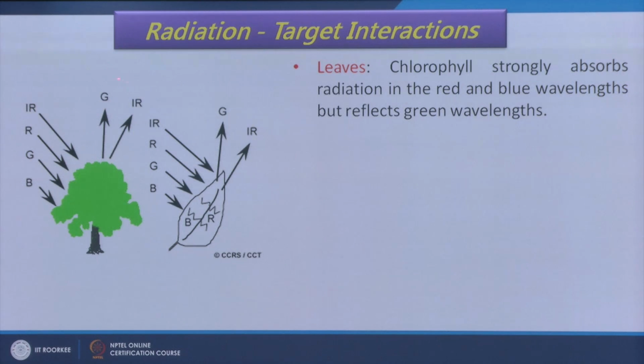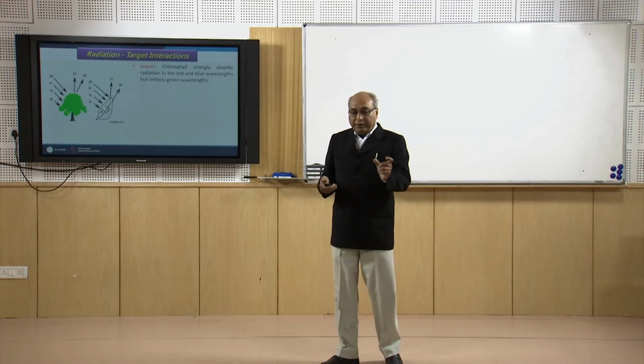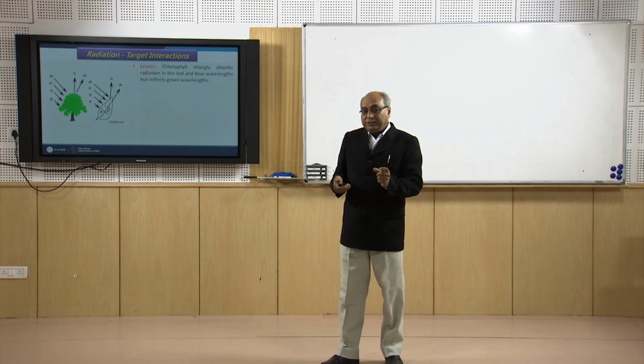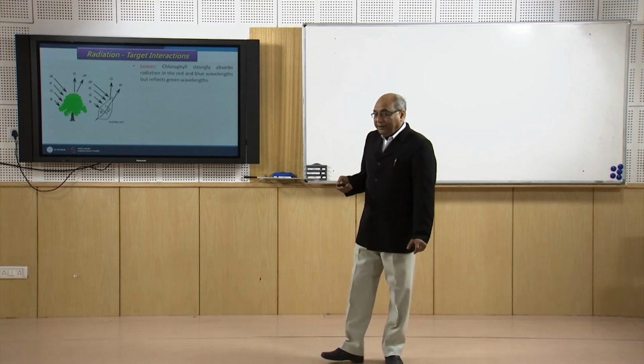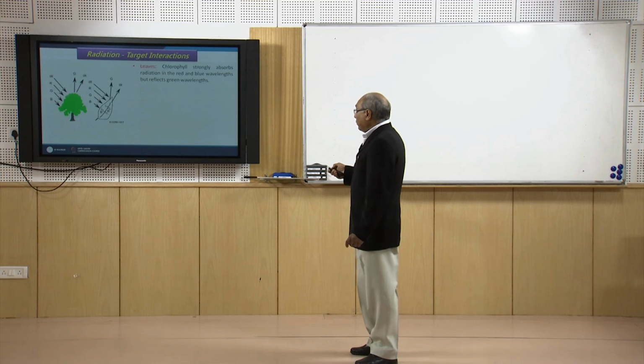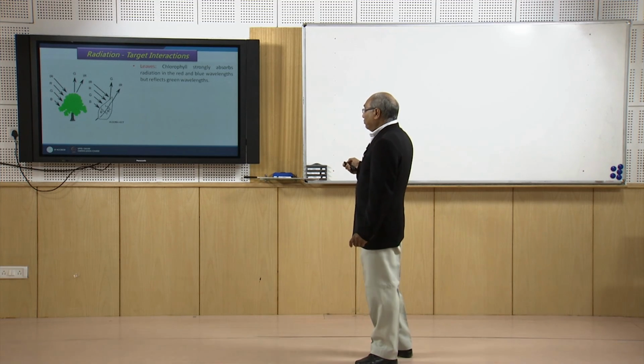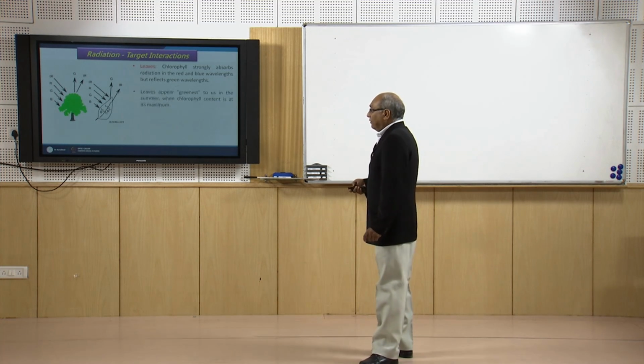Similarly, in plant leaves, the chlorophyll strongly absorbs radiation in the red and blue wavelengths, but reflects green wavelengths. That is why, in the visible part, we see healthy vegetation as generally green, because the red and blue portions are absorbed, whereas the green is reflected.